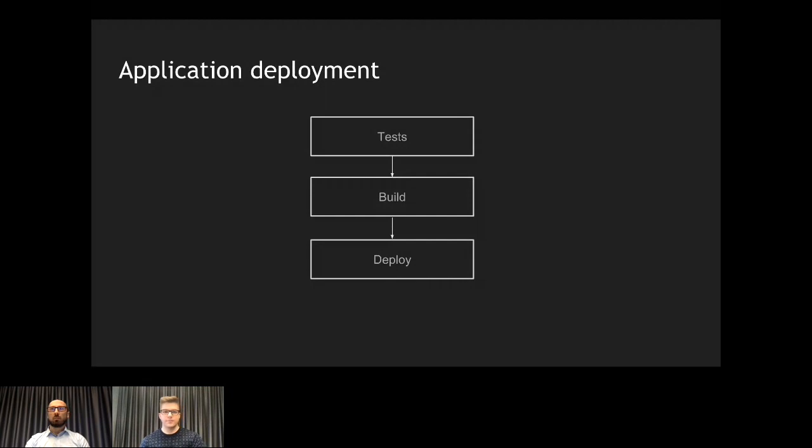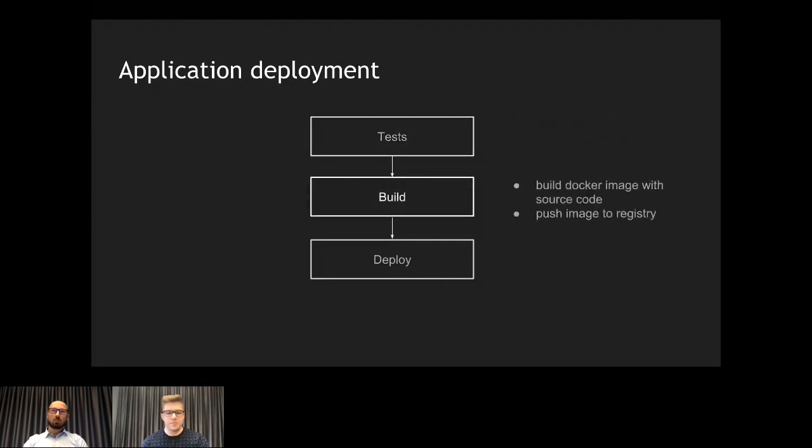Okay, so let's move forward and see what the application deployment looks like in our case and many other cases as well. First of all, we need to run our tests. This means we need to build our application. We need to check code formatting to verify if everything is okay. Then check security issues and run the test suite.